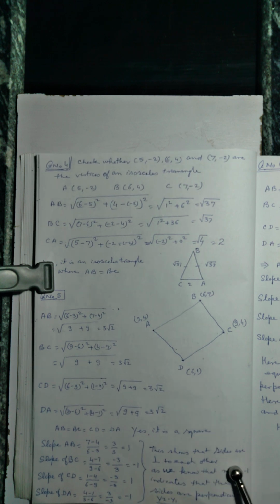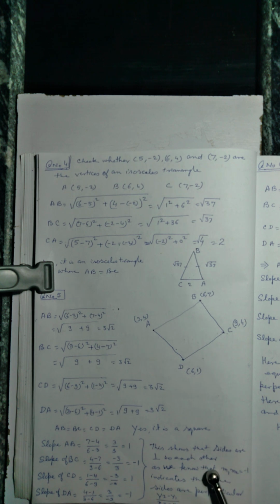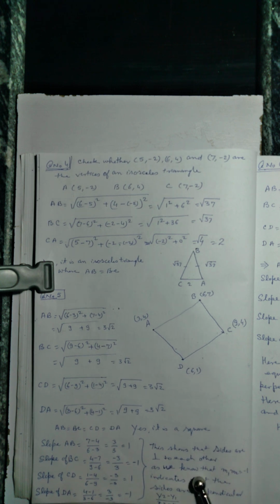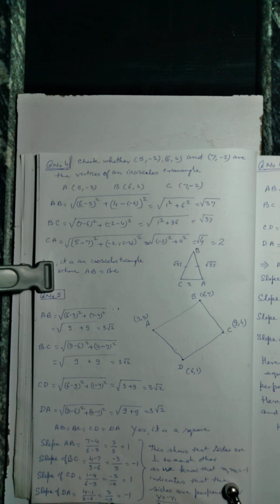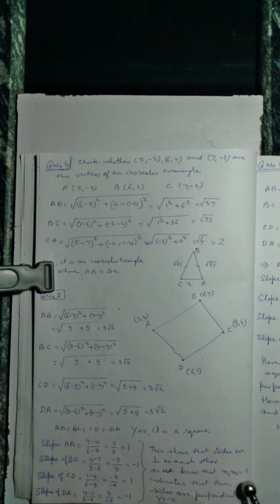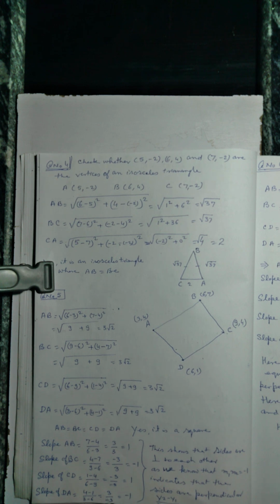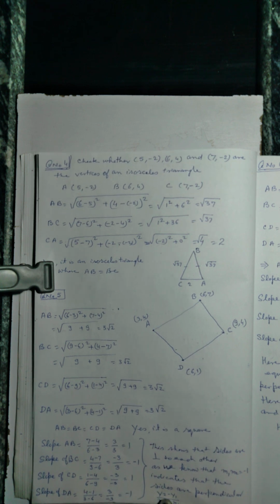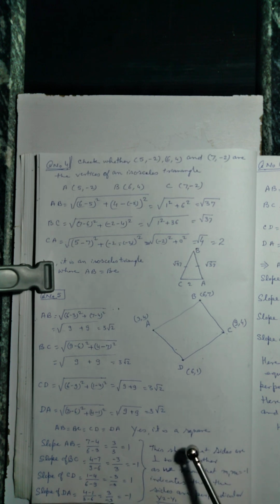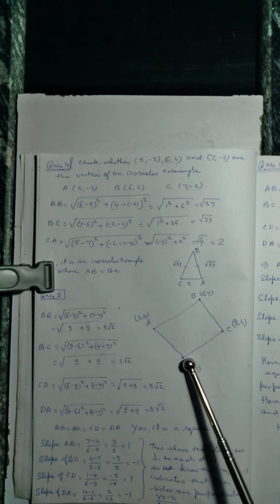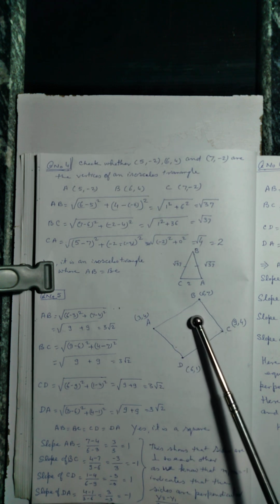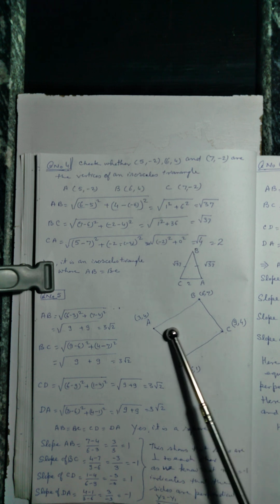This shows that the sides are perpendicular to each other. If we know that the product of the slope of these lines is equal to minus 1, it indicates that the sides are perpendicular. The formula for slope is y2 minus y1 upon x2 minus x1. Therefore, it is a square because the angle between these two sides is equal to 90 degrees and all the sides are equal.